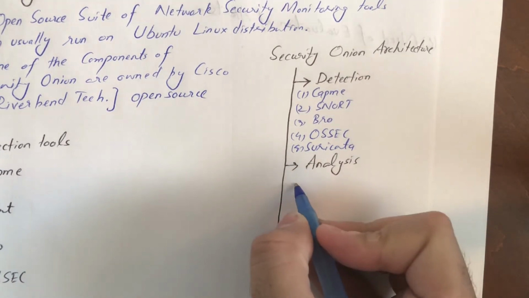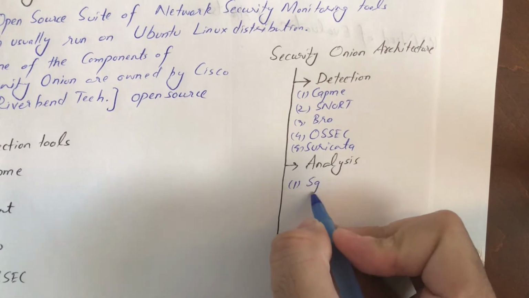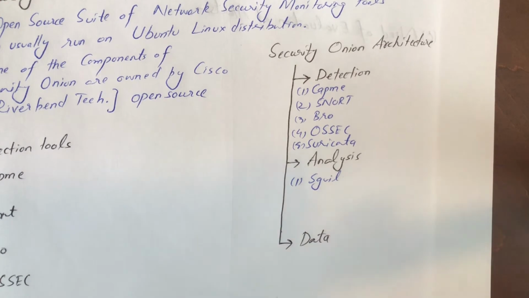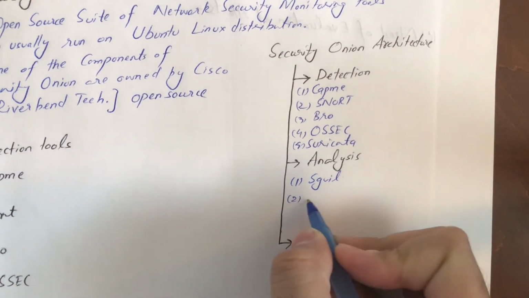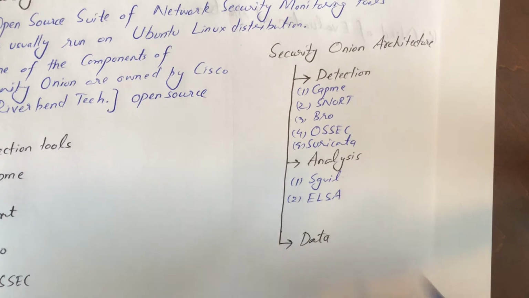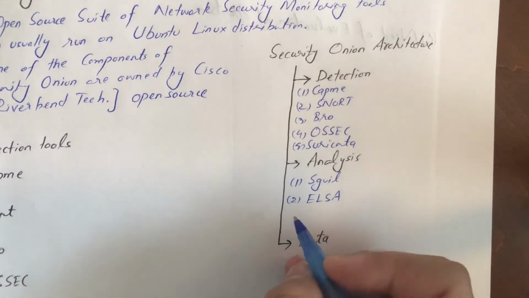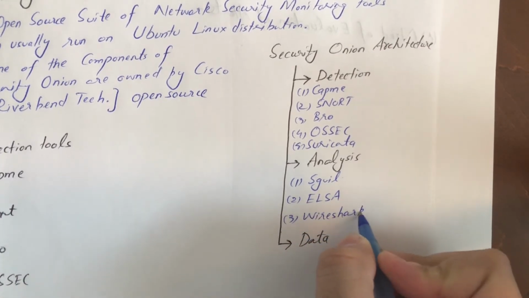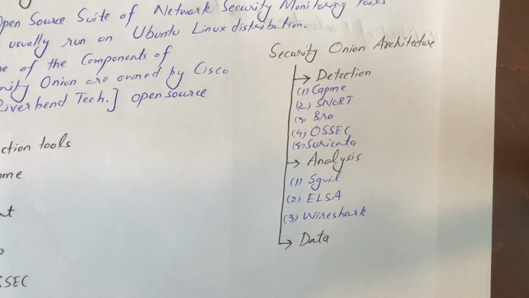For analysis, one of the most widely used tools is called Sguil. Most security operations centers actually use Sguil, and if you step into the security industry, you will probably be working on Sguil. Then we have ELSA, Enterprise Log Search and Archive. We'll talk about it. And the third one is Wireshark, which is a packet capturing tool, but it's a full packet capture, so you can perform analysis and some other critical stuff on the packets as well.